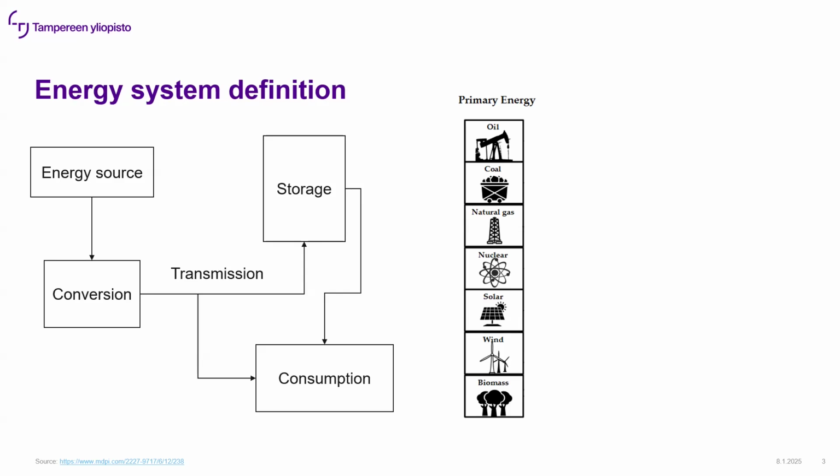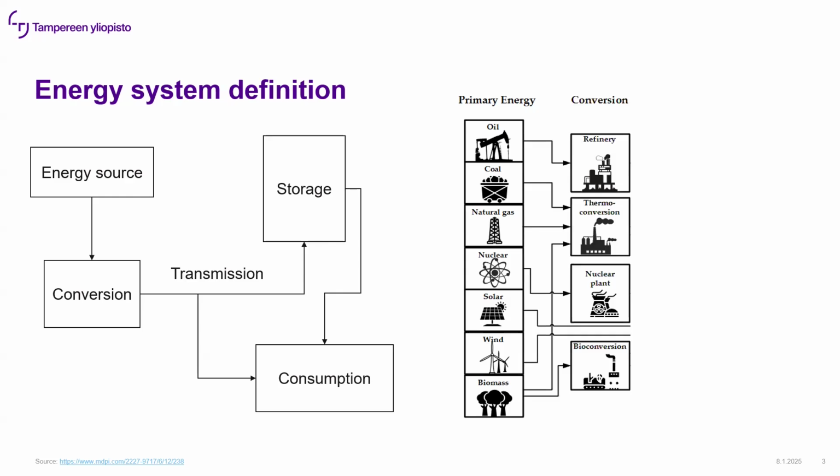From biomass, you can't really say that it's in a similar way CO2 neutral as solar and wind. Whenever you're burning biomass, you're emitting CO2, even though it's been sequestered in the growing plants. You're still emitting CO2 when you're burning it. So the conversion processes: refineries, thermal conversion, nuclear plants, bioconversion.